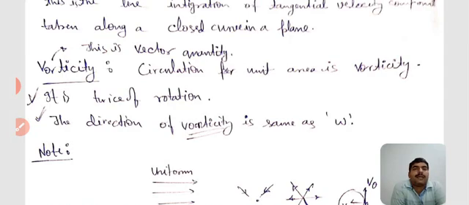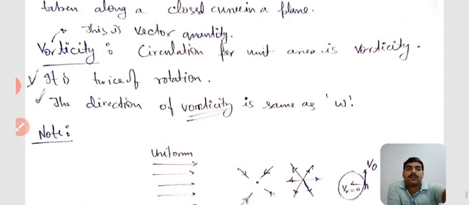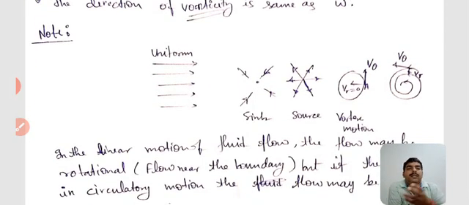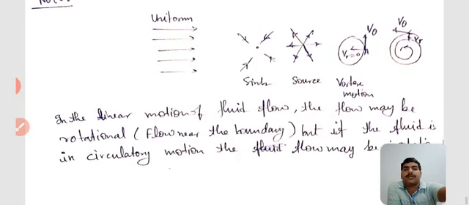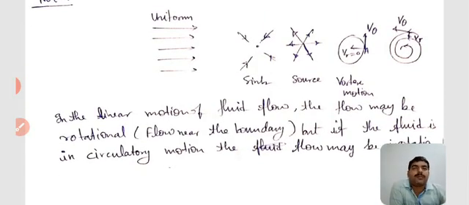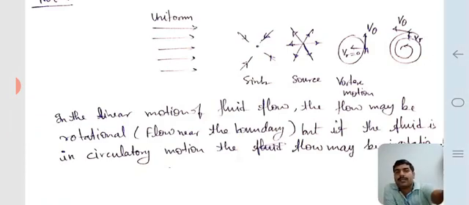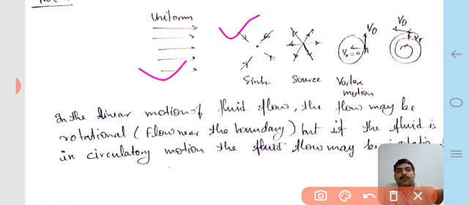The direction of vorticity is the same as omega, that is the rotation. In the picture below, the first one is uniform flow, the uniform motion of the flow. Then there is sink flow, as we see in our kitchen. Source flow is the flow from the center in the outward direction. The last one is vortex motion, that is, vortex flow.